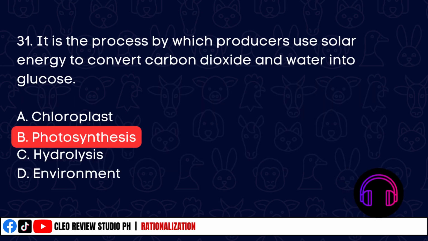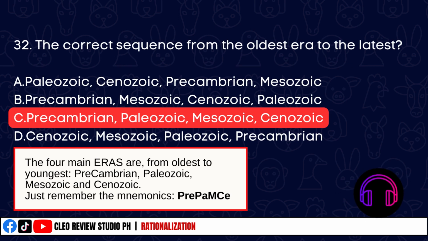It is the process by which producers use solar energy to convert carbon dioxide and water into glucose. The correct answer is option B, photosynthesis. The correct sequence from the oldest era to the latest. The correct sequence is in the letter C. Tandaan nyo lang ang mnemonics nito.